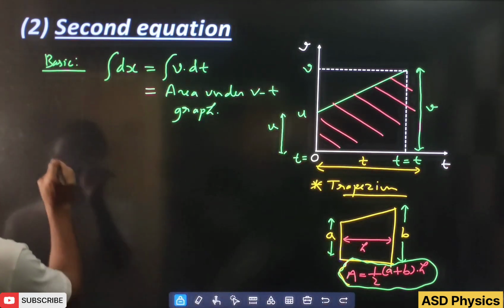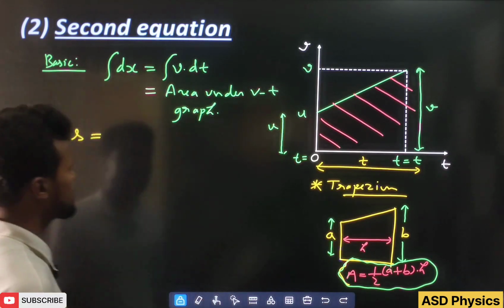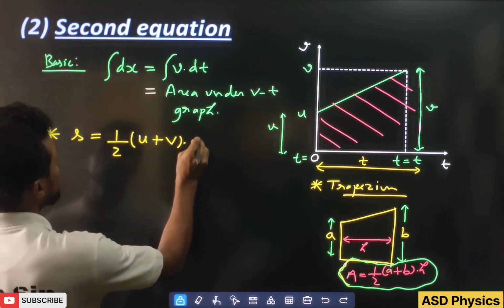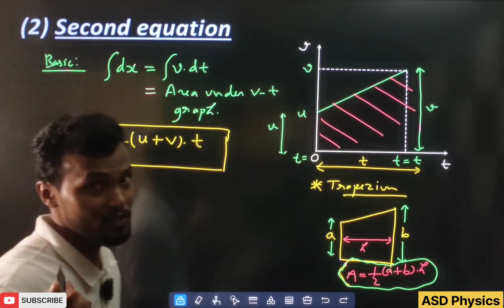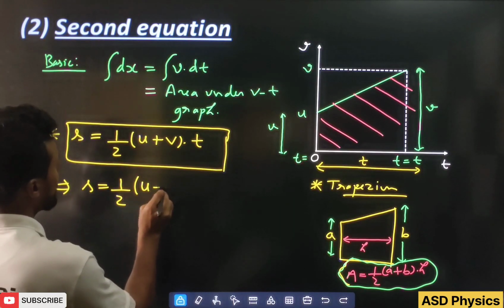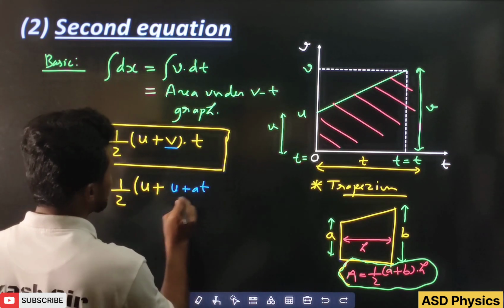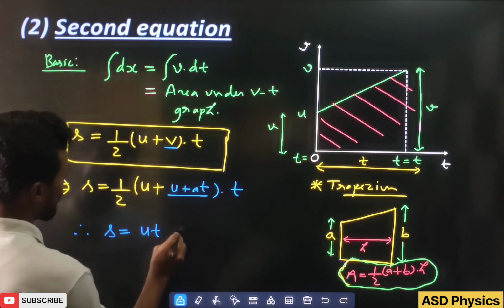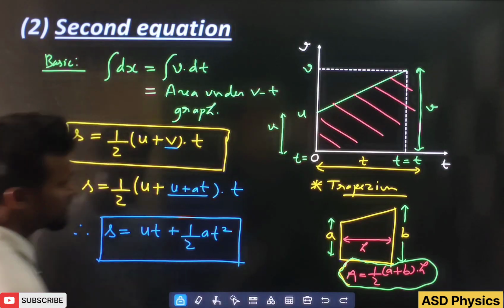So students, the displacement is equal to the area under the v-t graph. So the area is half u plus v into t. Even this formula I have told you before, when I was doing the derivation by the calculus method. Now we put the value of v, which is u plus at, into t. When you simplify this, it will come s equal to ut plus half at square.